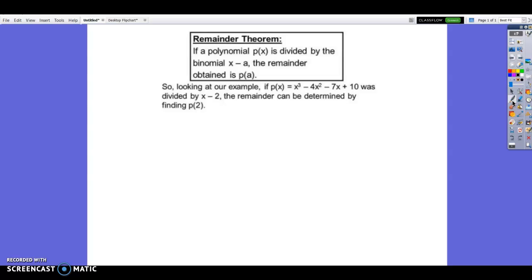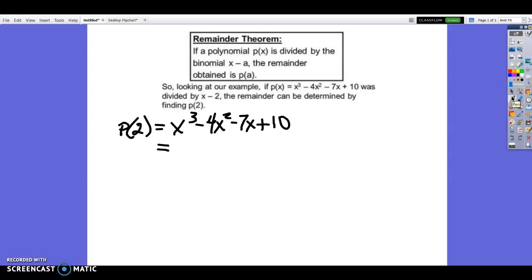So they give us p of x, a polynomial, x cubed minus 4x squared minus 7x plus 10, was divided by x minus 2. The remainder can be determined by finding p of 2. All right, so I'm going to write this out and then we're going to check it.